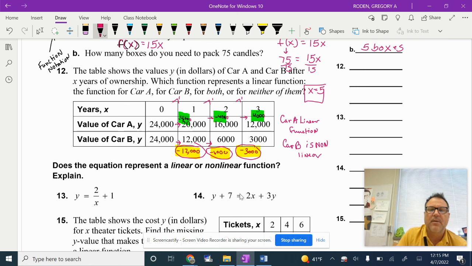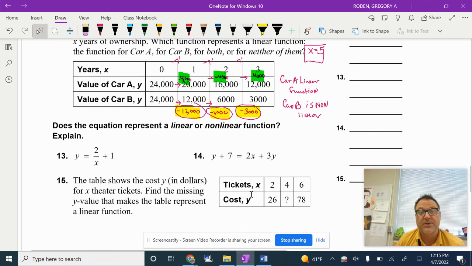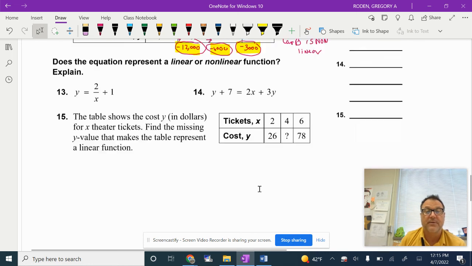because it doesn't go up or down, it doesn't matter, by the same amount. So in number 12, car A is linear, car B is nonlinear. Okay. Don't forget the code I told you earlier. Make sure you write that code so you get full credit. You get a 0 unless you write the code.